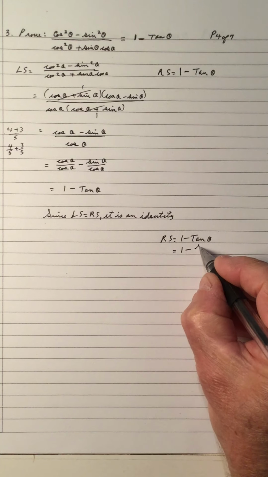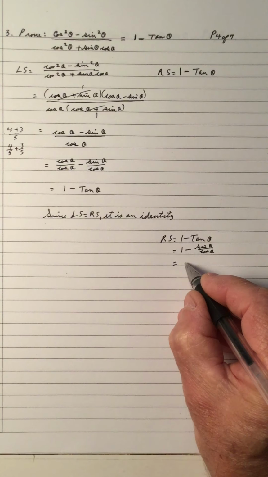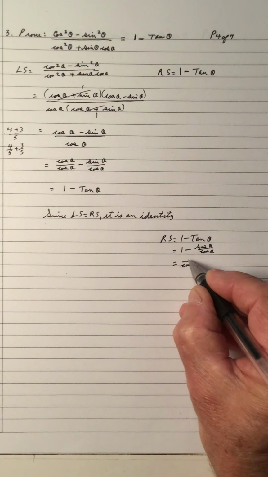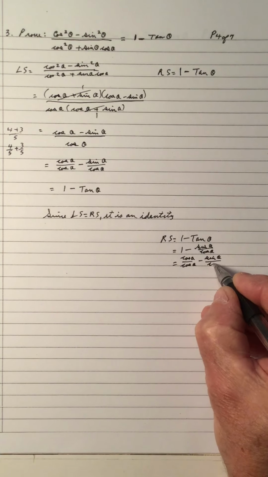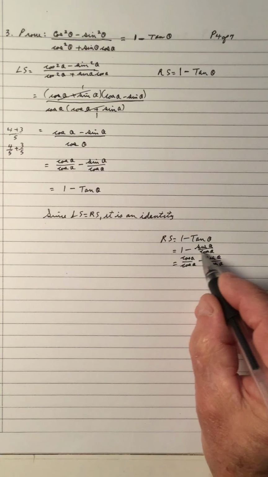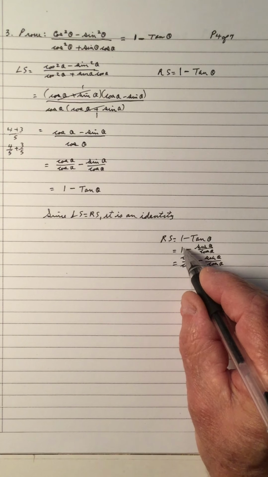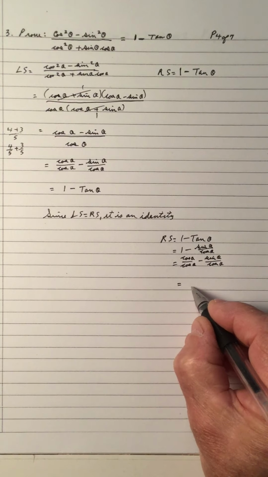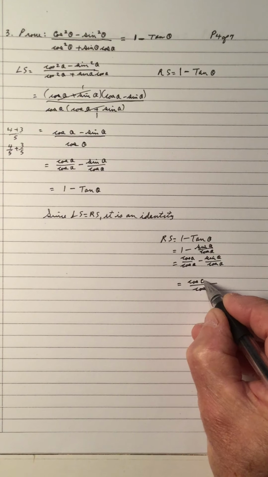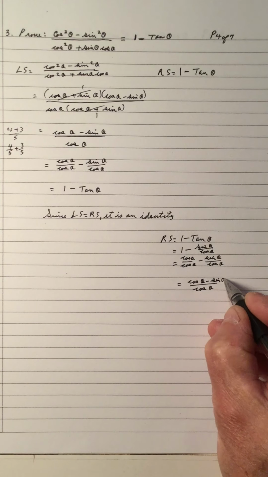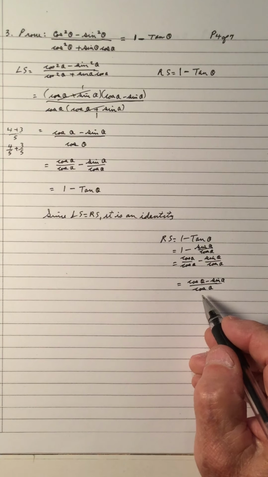So that's 1 plus sine over cos. Another name for 1 is cos over cos. The denominator of this fraction is cos, so I want this denominator to be cos. So cos divided by cos is 1. And they now both have the same denominator. So we write it down, and we have cos theta minus sine. So let's say you did this first and you got here. So now you're looking at this statement.